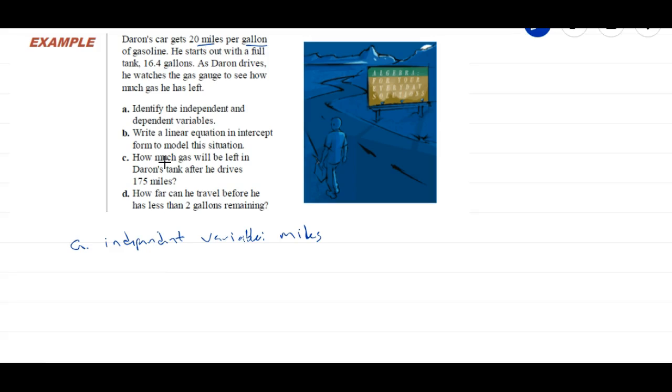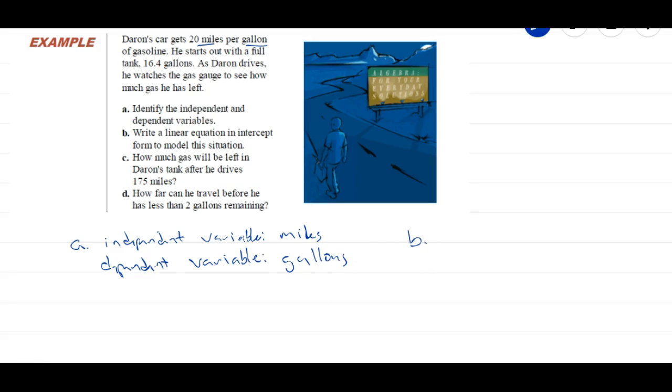Because the number of gallons he has depends on how far he travels. How far he travels kind of determines how many gallons he has left. So that means our dependent variable is going to be the number of gallons he has in his car.